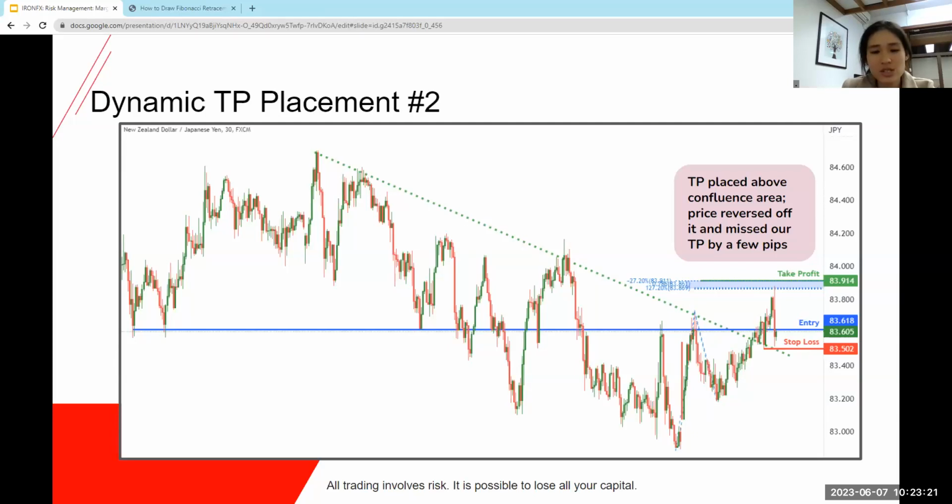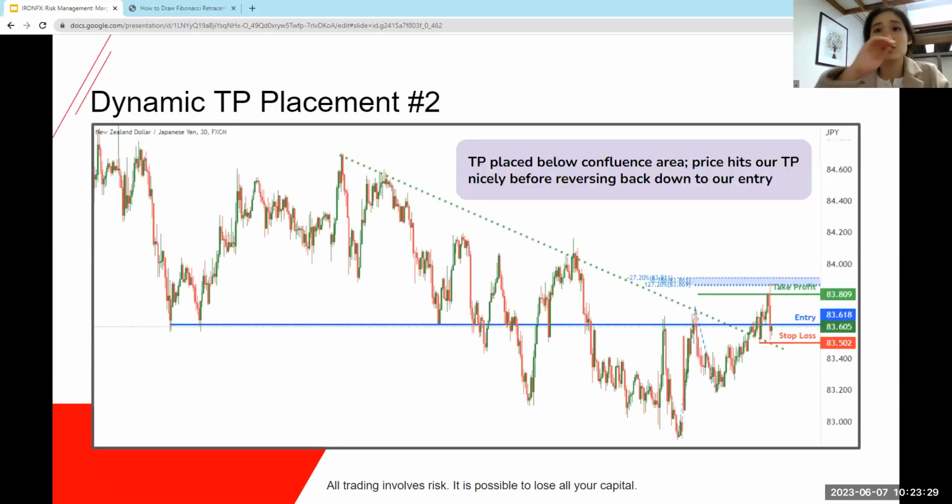Okay, so this is what we mean by placing your take profit before. This is a situation that you really want to avoid. Okay, so you can see here, if we place our take profit before, or below in this case, the major confluence area, price hits our take profit nicely before reversing back down to our entry.